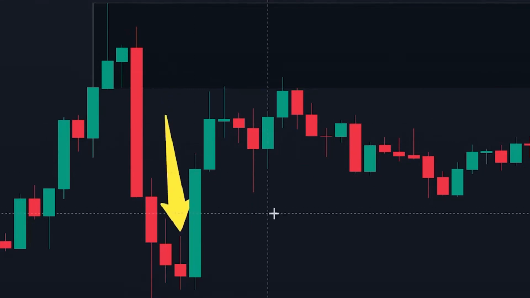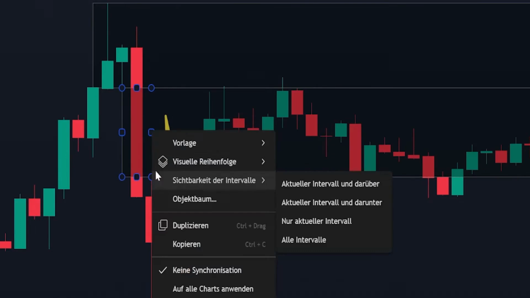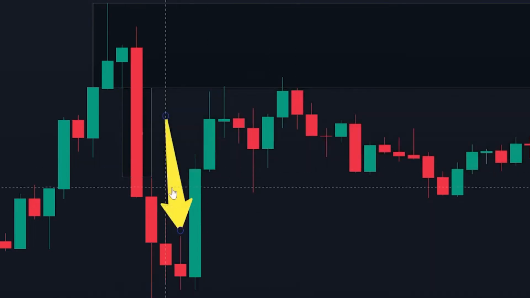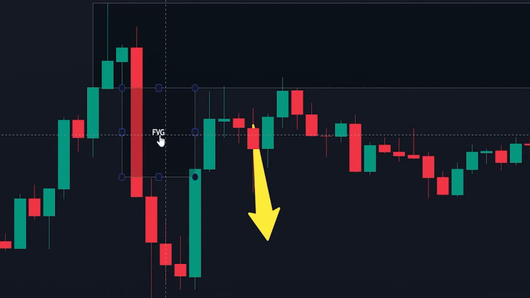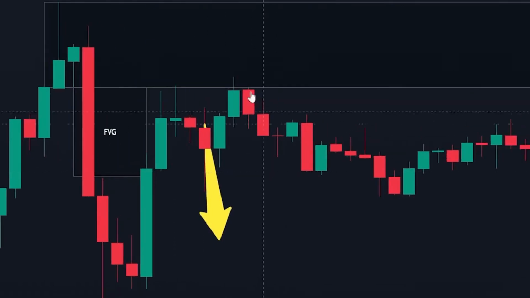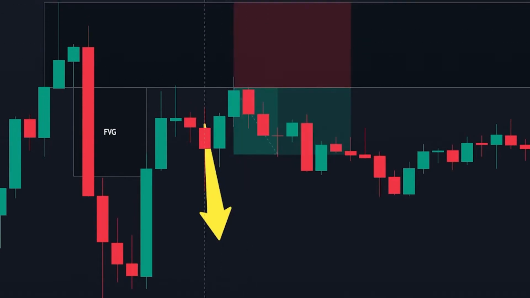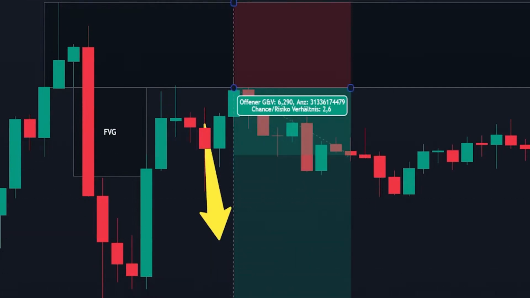In addition, we have a fair value gap here from up here, from this wick all the way down to here. So here you can see exactly the same principle again. Bang, bang, order block, fair value gap. Then the chart came back up here again. And you could have said, all right, from here, we'll enter our short trade, set the stop loss just above here, and then trade the whole thing downward.